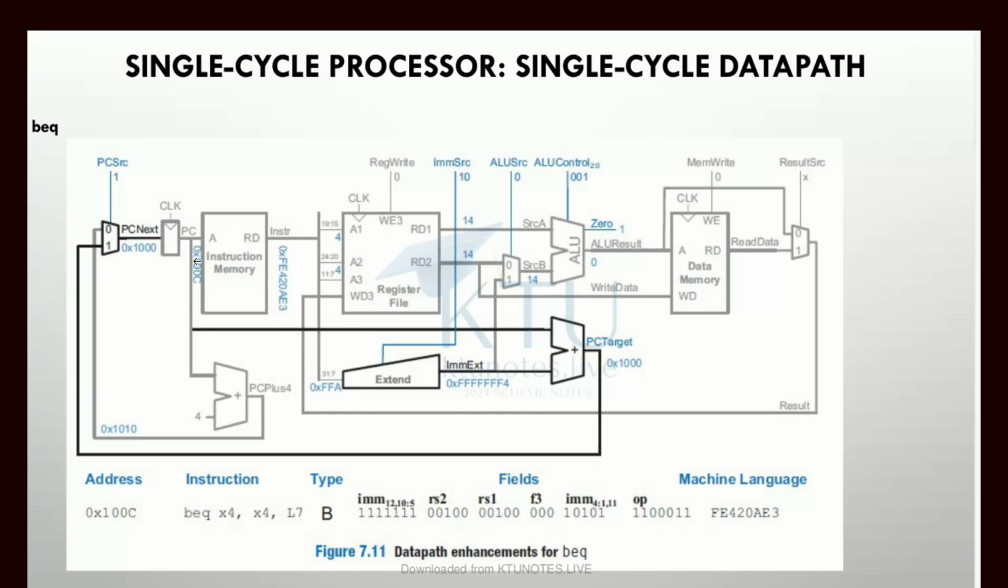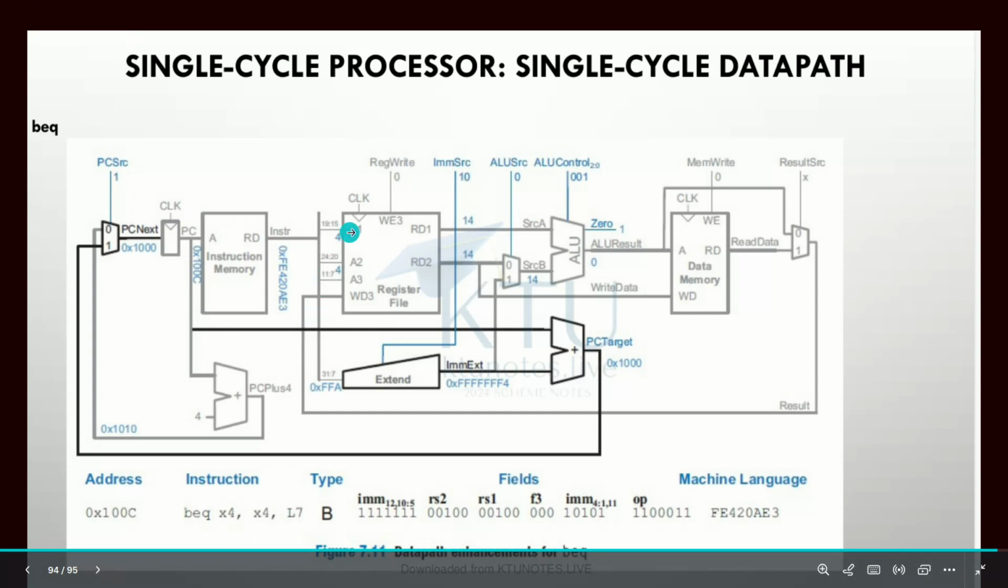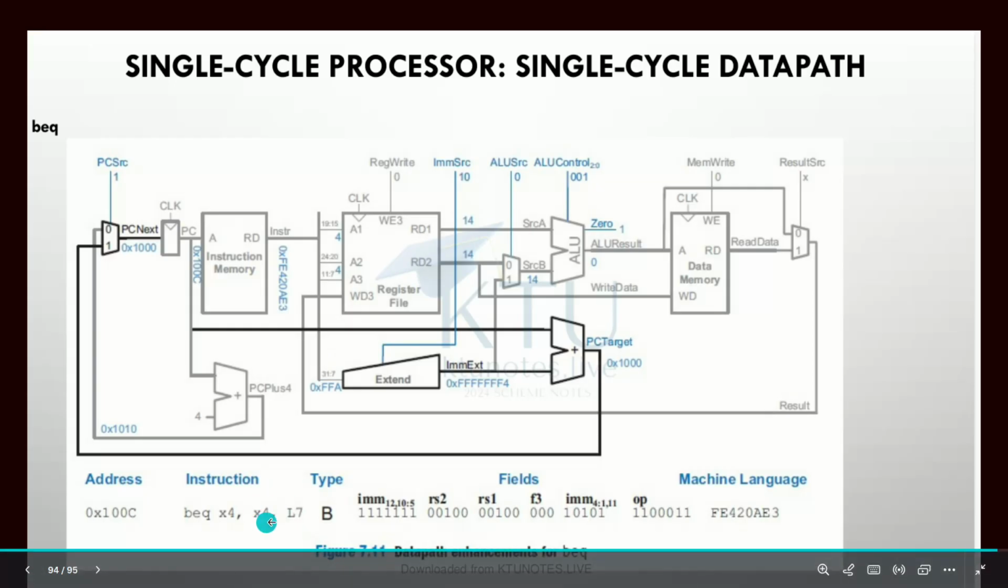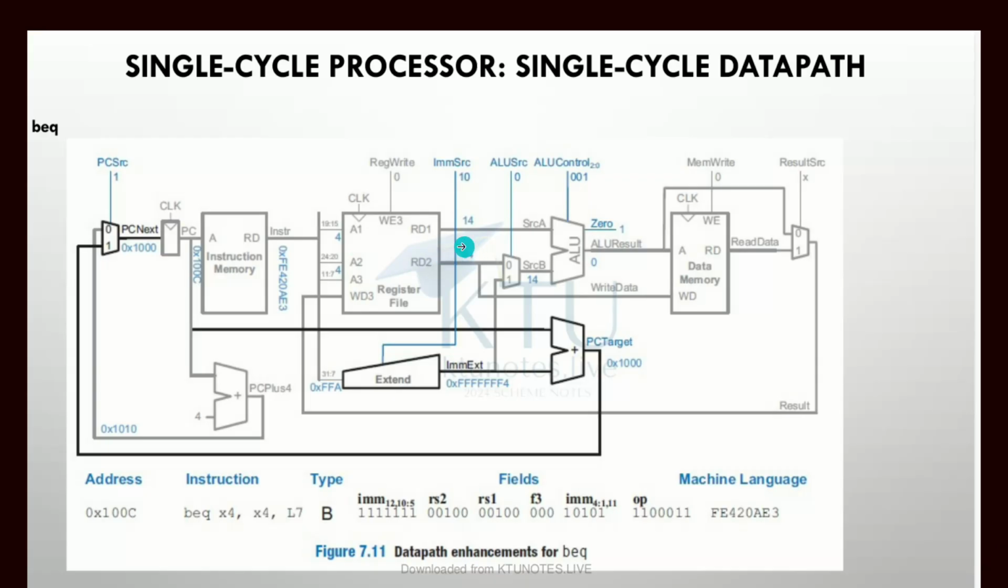Now we have to understand how this is basically executed. So first thing is that we will take the RS1, register 4 here, and we will calculate the value in this register 4, that is 14. Then in this A2 we will again calculate what is the value here, in the 14. Fine. Then we will pass it to the ALU. ALU SRC is 0 because we don't need to calculate anything from the immediate SRC. So therefore we don't need to get anything from the immediate value.